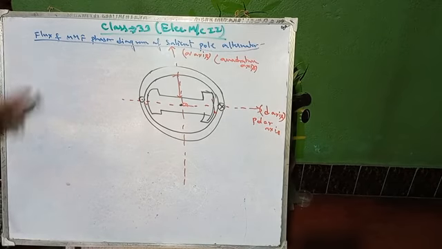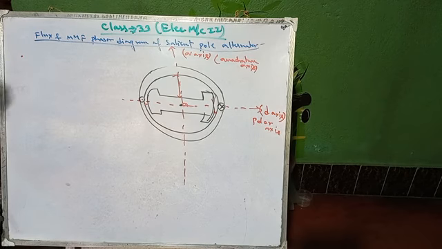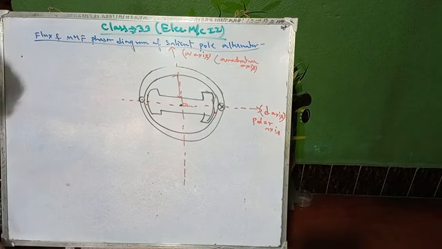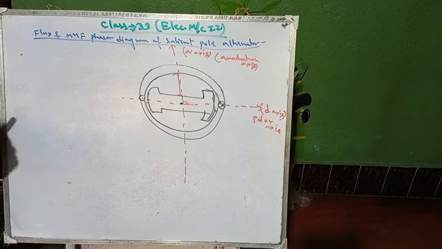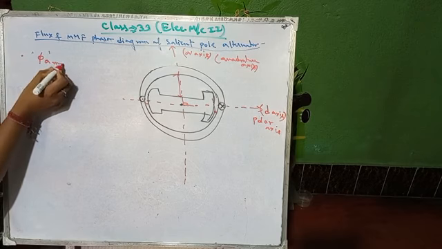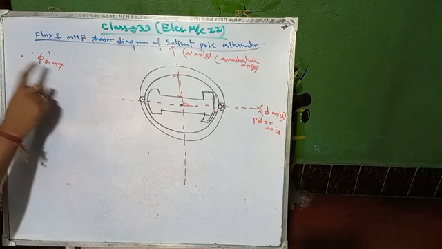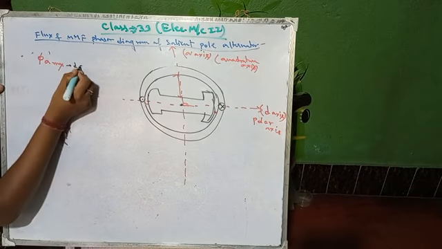First point: along the D axis the reluctance of the air gap is minimum. So the maximum armature flux phi A max is generated along the D axis.